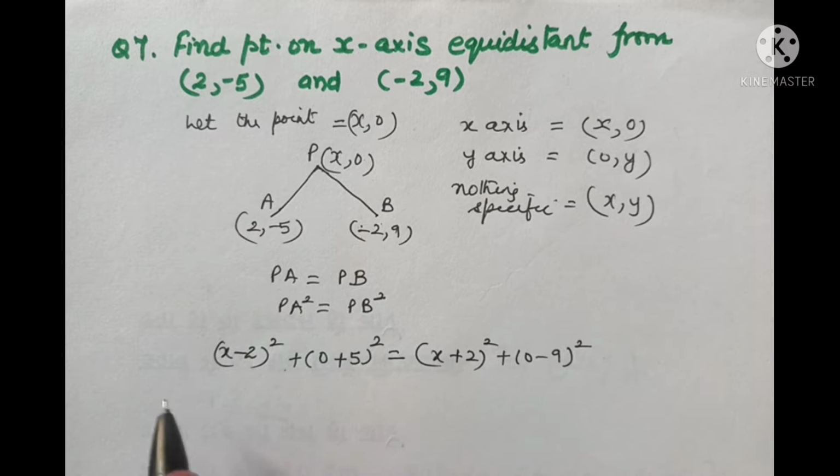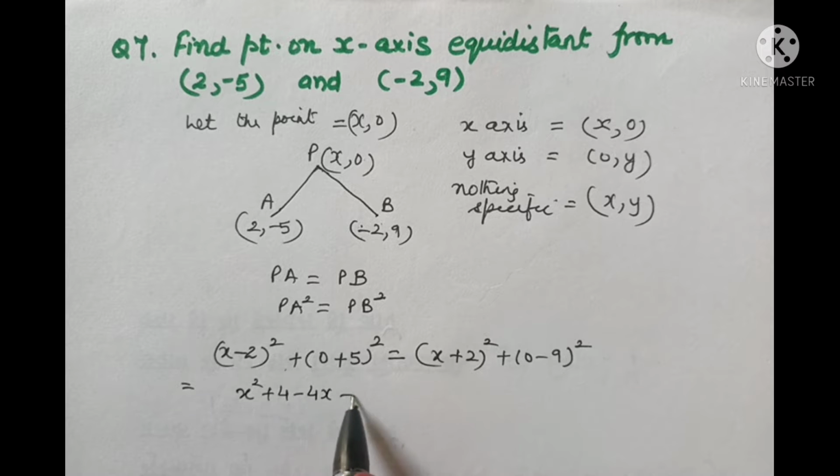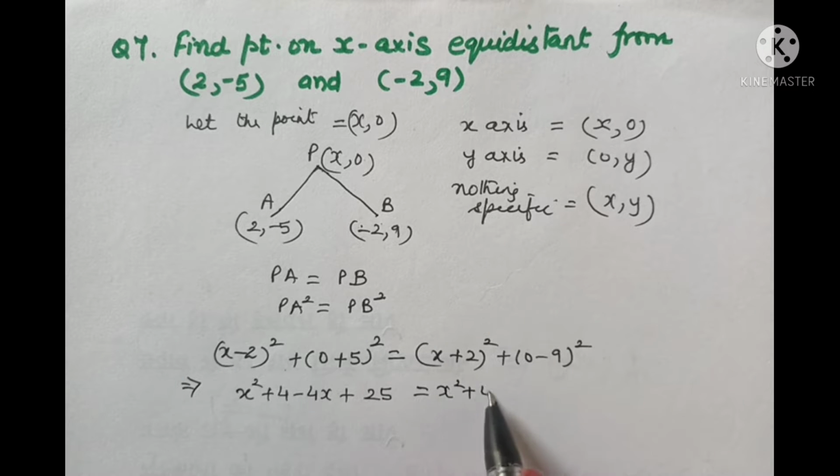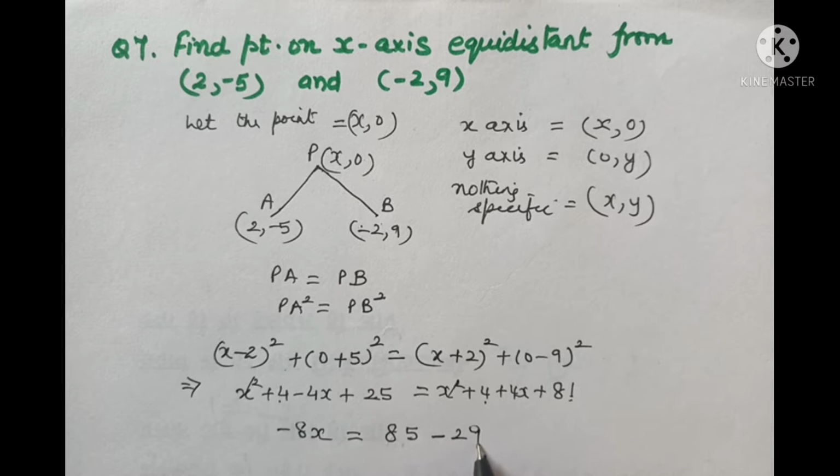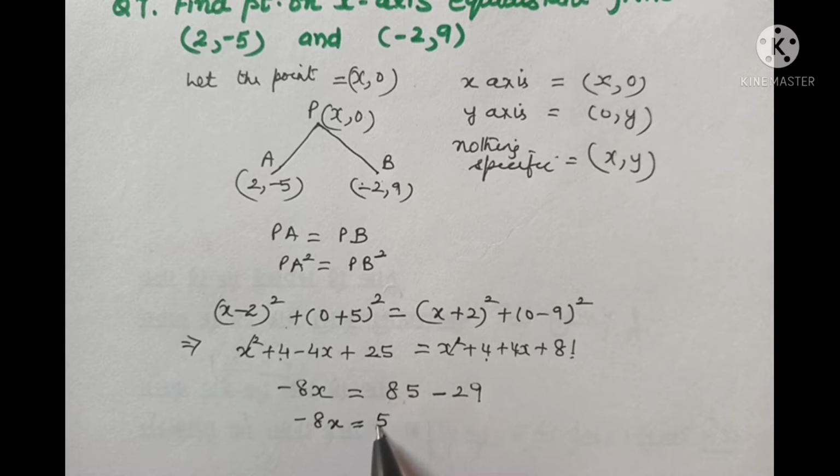Now we are only left with simplification of this. (a minus b) whole square is a square plus b square minus 2ab. This gives you 25, which is equal to x square plus 4 plus 4x plus 81. X square gets cancelled. This 4x coming on to the left side, I get minus 8x is equal to 81 plus 4 is 85, minus 25 plus 4 is 29. So I get minus 8x is equal to 56. So x comes out to be minus 7.